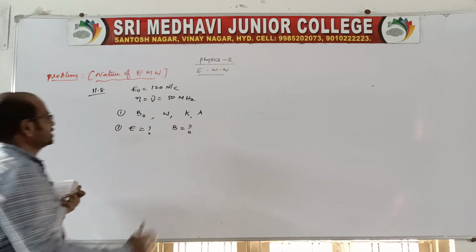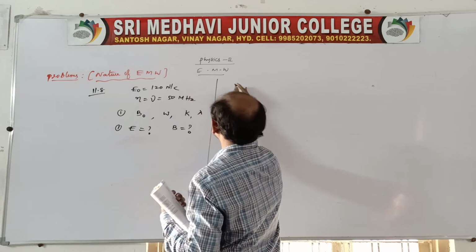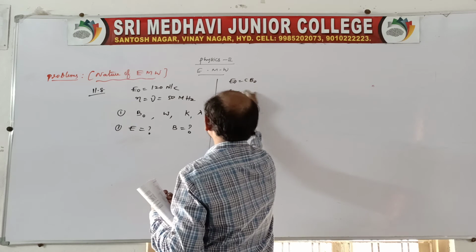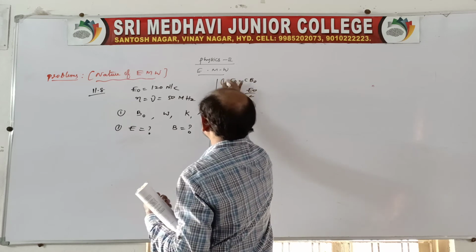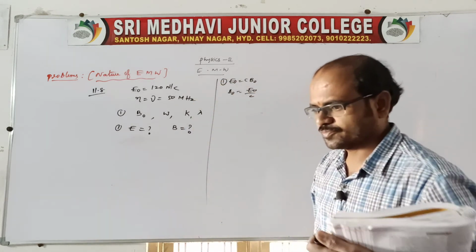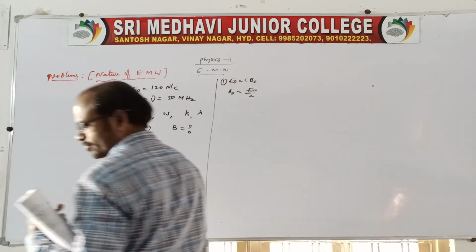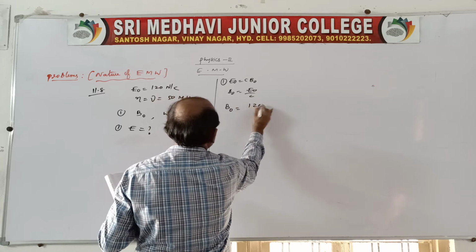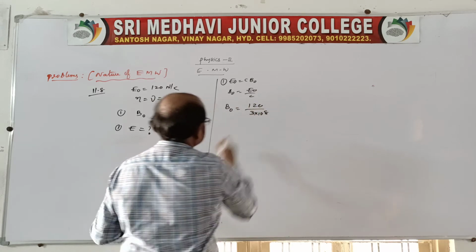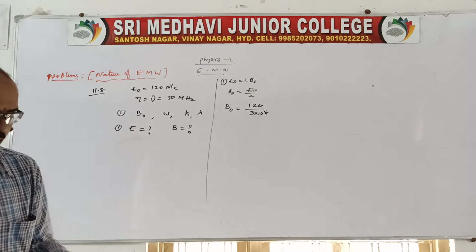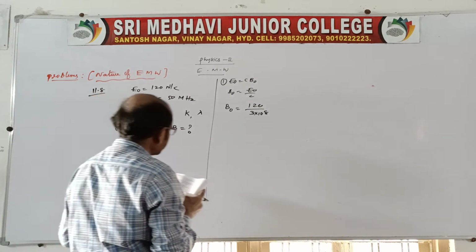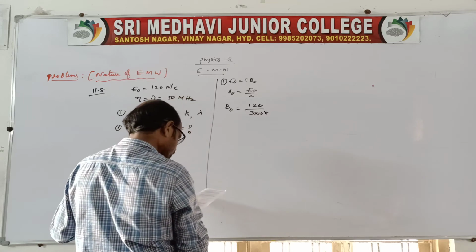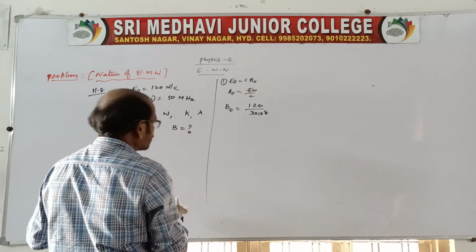Let's go for the first one, B naught. We know E naught is equal to c B naught, so B naught is equal to E naught by c. Therefore B naught is equal to 120 by 3 into 10 power 8, because the c value is 3 into 10 power 8. This gives us the B value, since the question also asks for B.